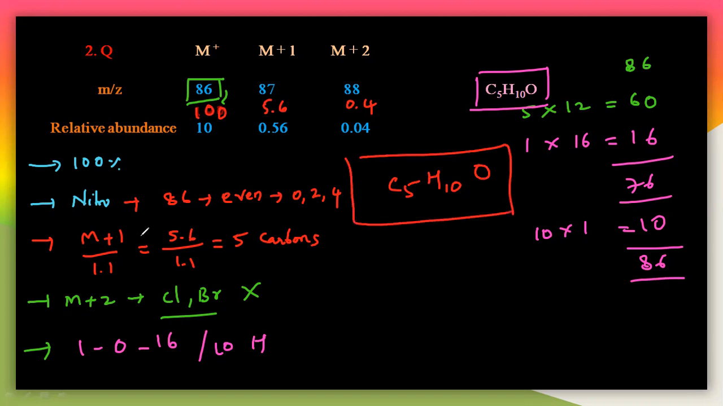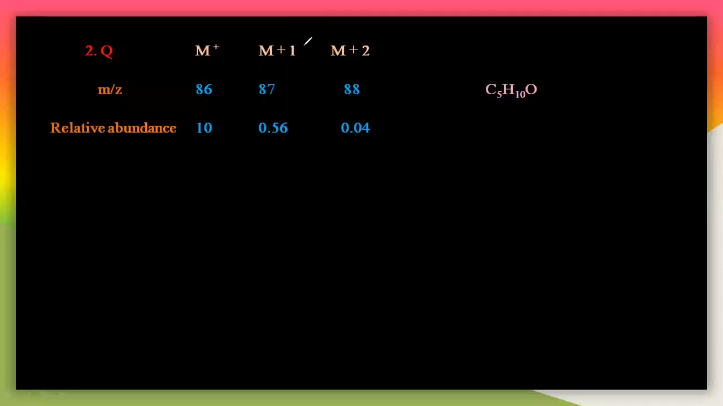So now let us try to get the structure for this, C5H10O here. So this is the final formula here, and you have to understand the structure for this.